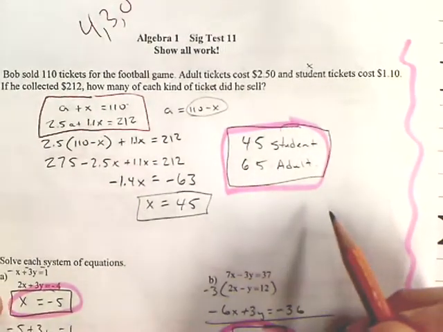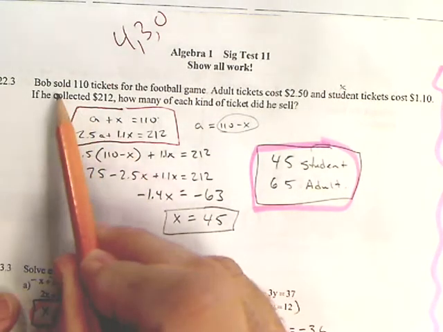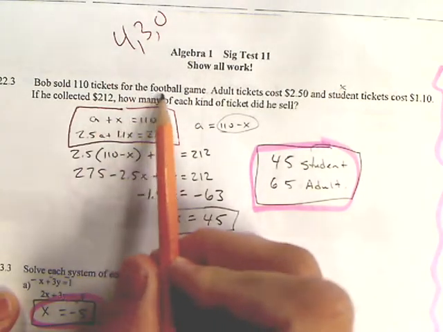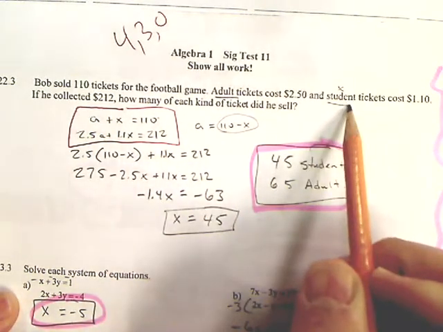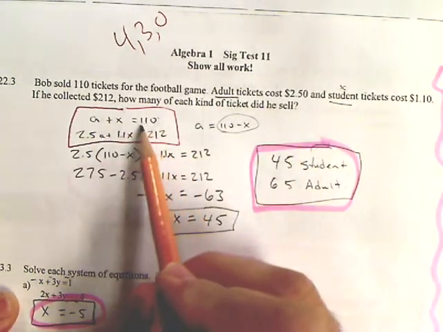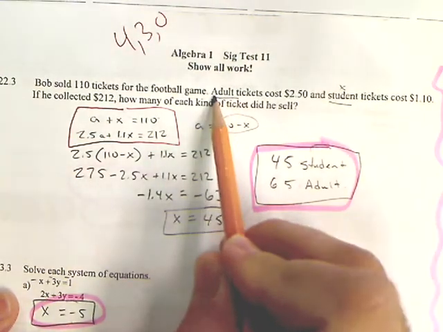Here's Sig Test number 11. Bob sold 110 tickets for the football game. So that means if I take the number of adult tickets and number of student tickets, that would have to total 110. So I added those together. I made that my X, that one my A.